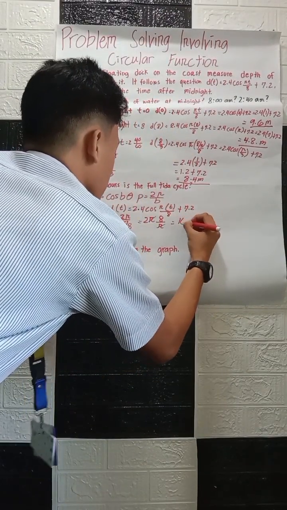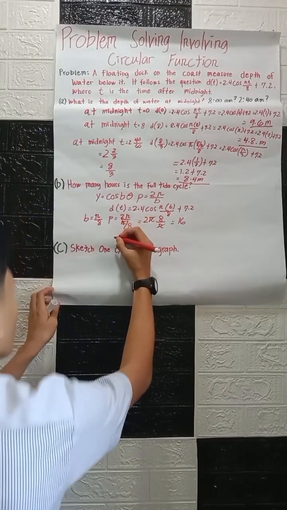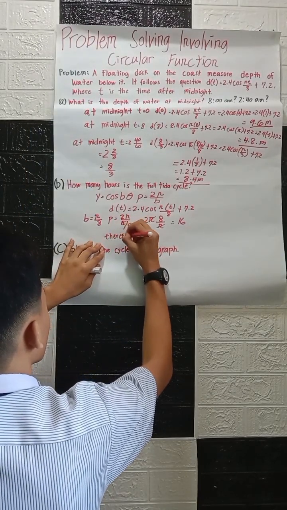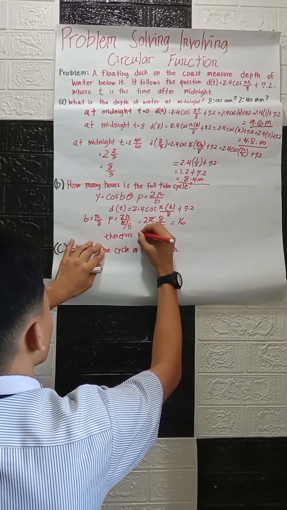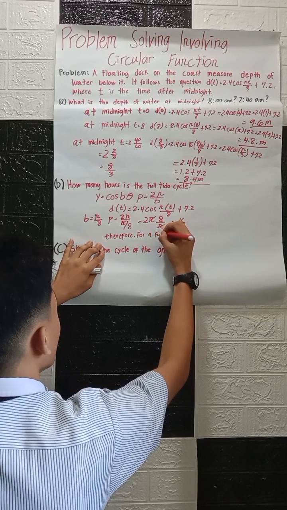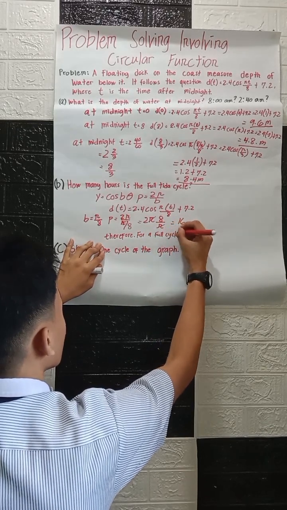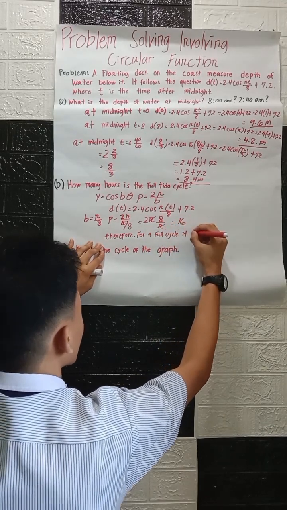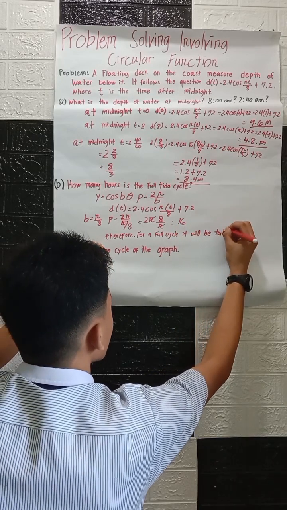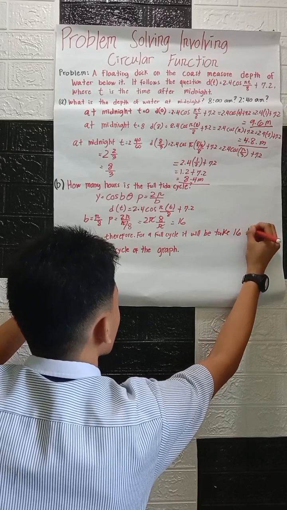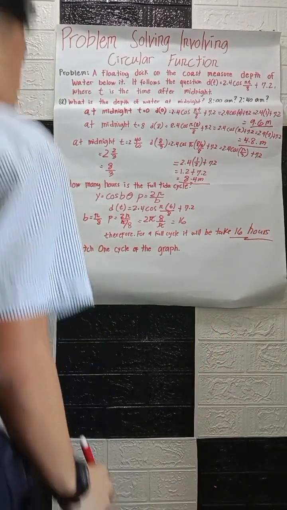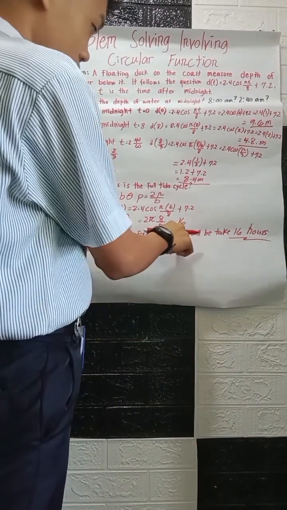16. So 16. Therefore for a full cycle it will take 16 hours. So the total full cycle takes 16 hours. So that is our answer. It will take 16 hours.